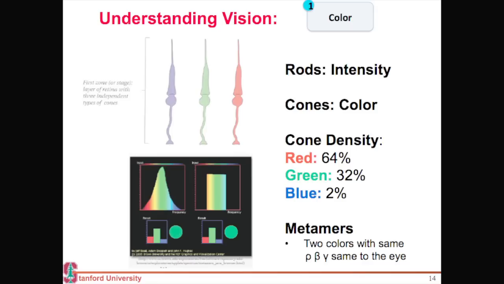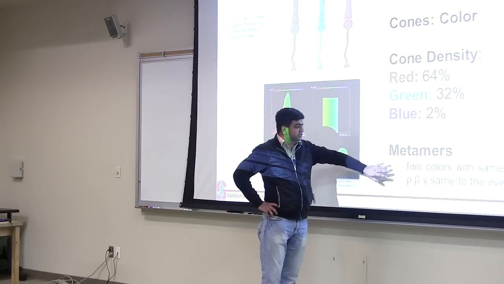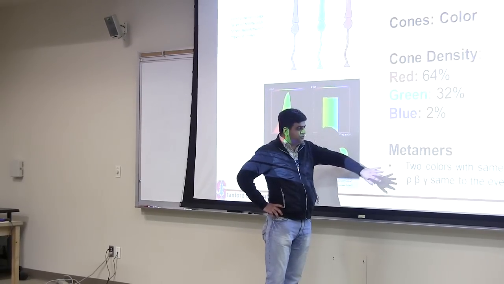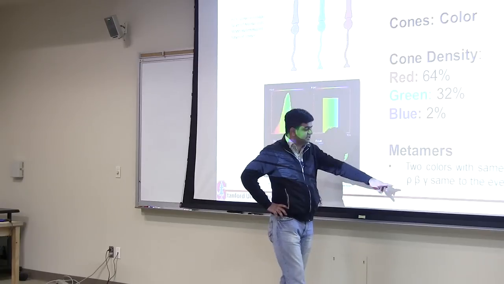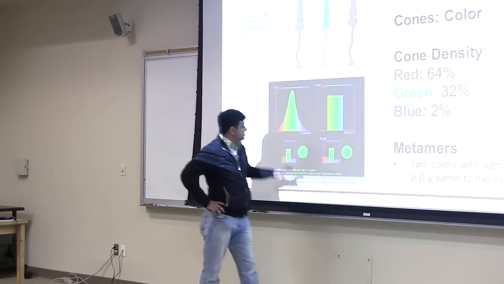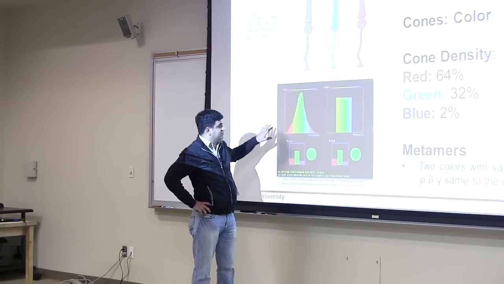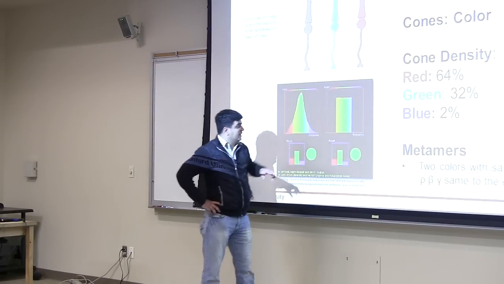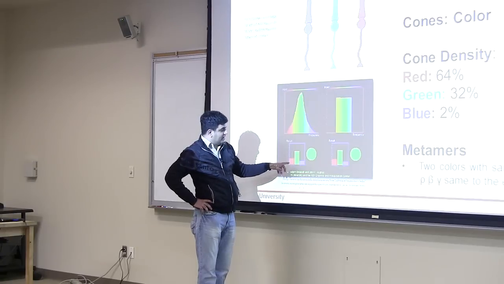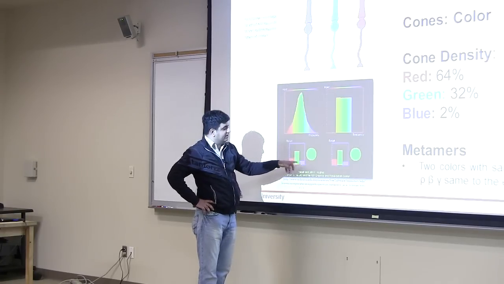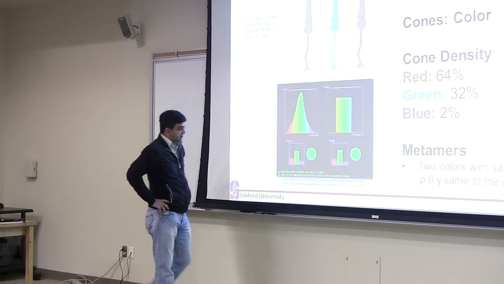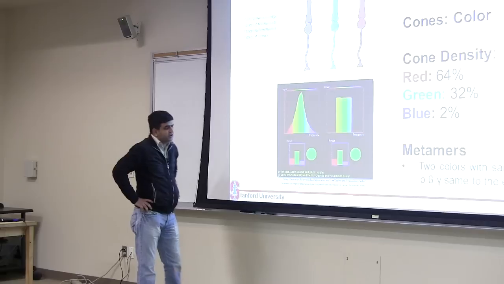Another important term to understand is metamers. This is very essential to understanding any display, and this is what enables any display technology: our eye perceives two different colors as the same as long as they give the same rho, beta, and gamma numbers. You could have two different colors with very different spectral distributions. One could be very wide, one could be less wide, but as long as they give the same integral for your red, green, and blue colors to your eye, they would appear exactly the same. And this is what enables essentially all of these display technologies.